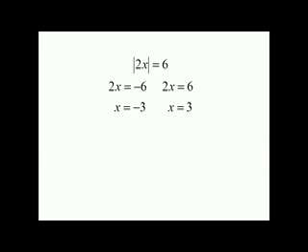Dividing by 2, we get x equals negative 3 and x equals 3. Now both of these solutions will work if we plug them in. They're both correct, so we box them in together.